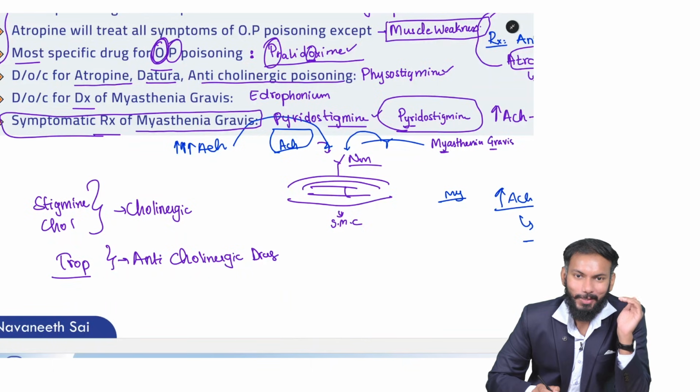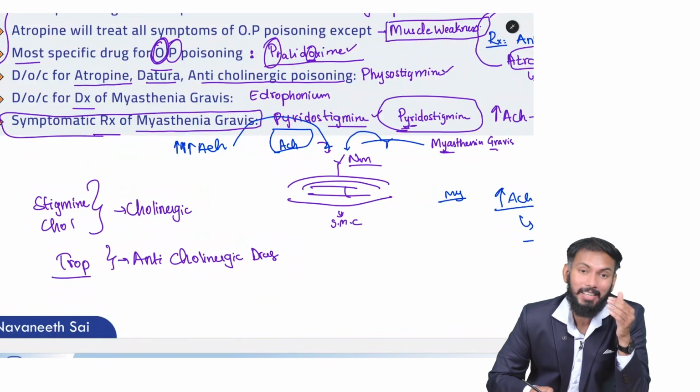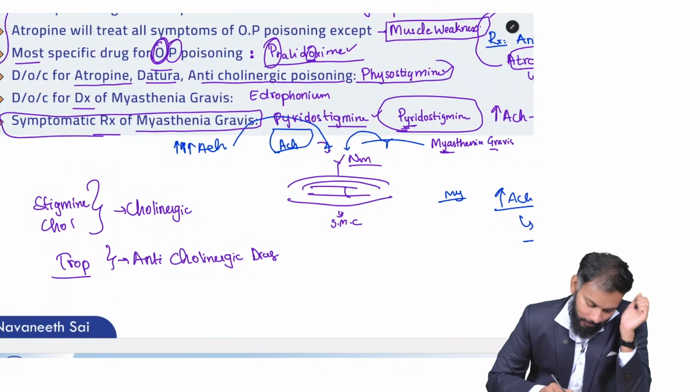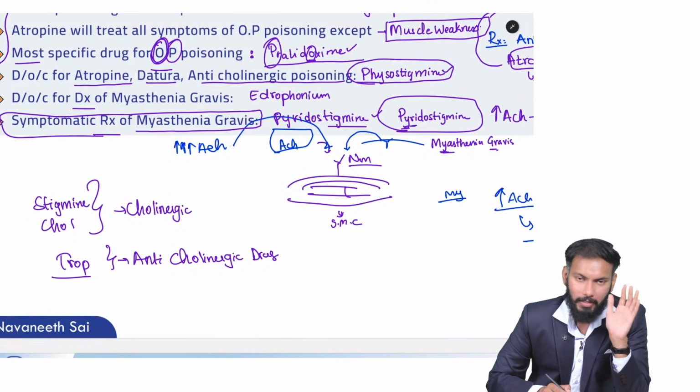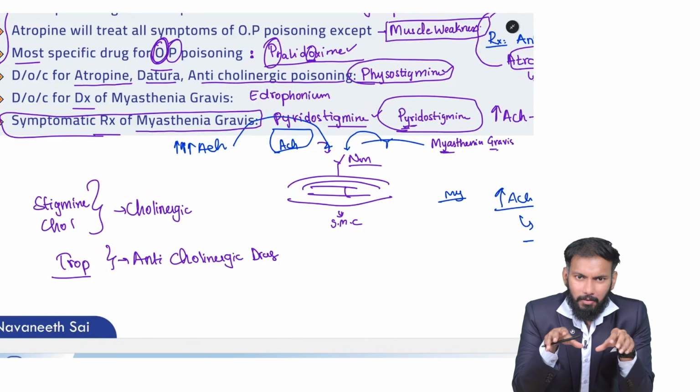Okay, don't get this wrong. Pyridostigmine, physostigmine, don't get confused. If you are getting confused, remember Y and R: myasthenia gravis, it is pyridostigmine. Physostigmine is for anti-cholinergic poisoning. That's all. We have done all the drugs of the parasympathetic nervous system.